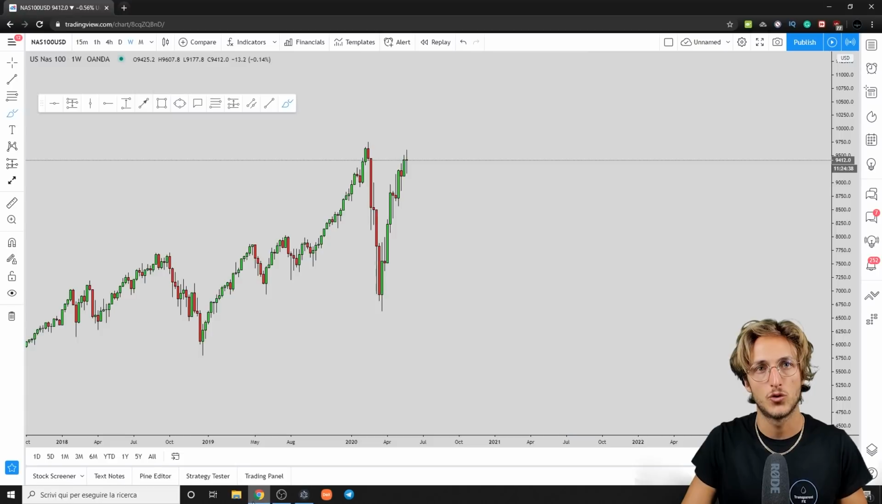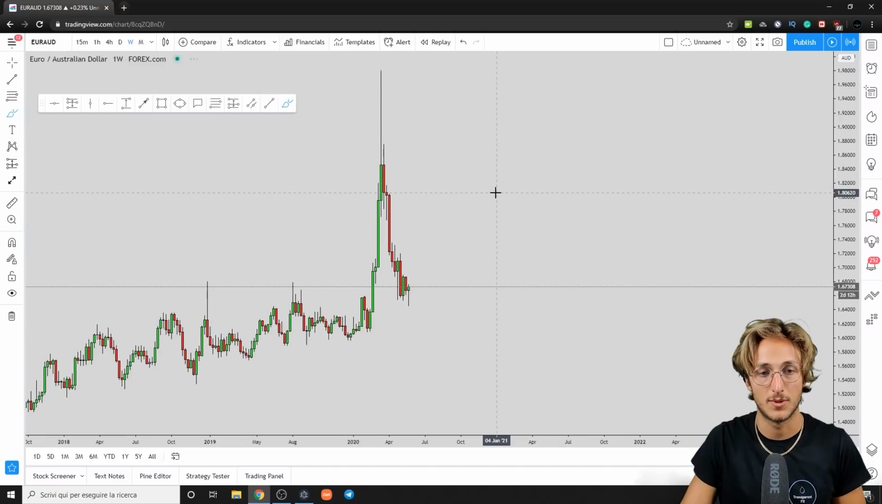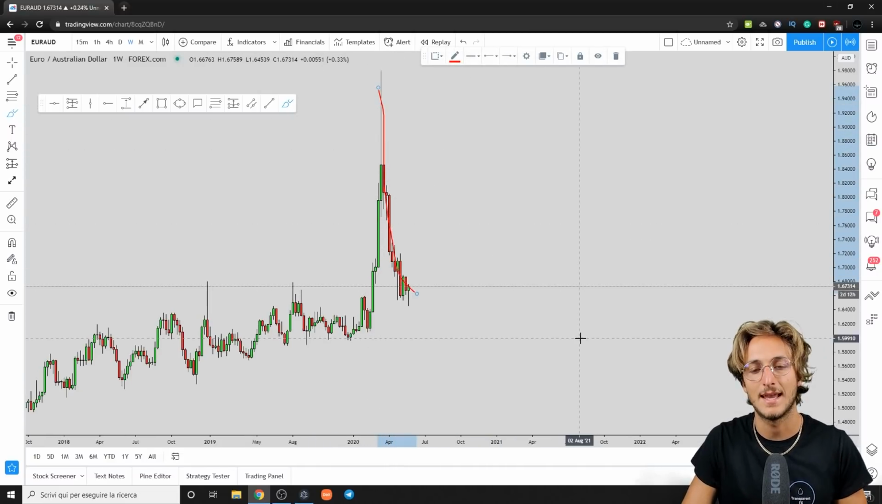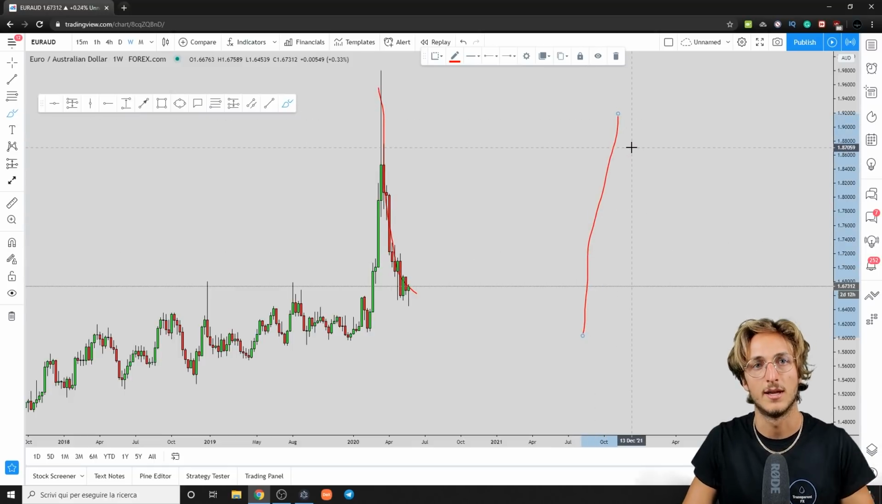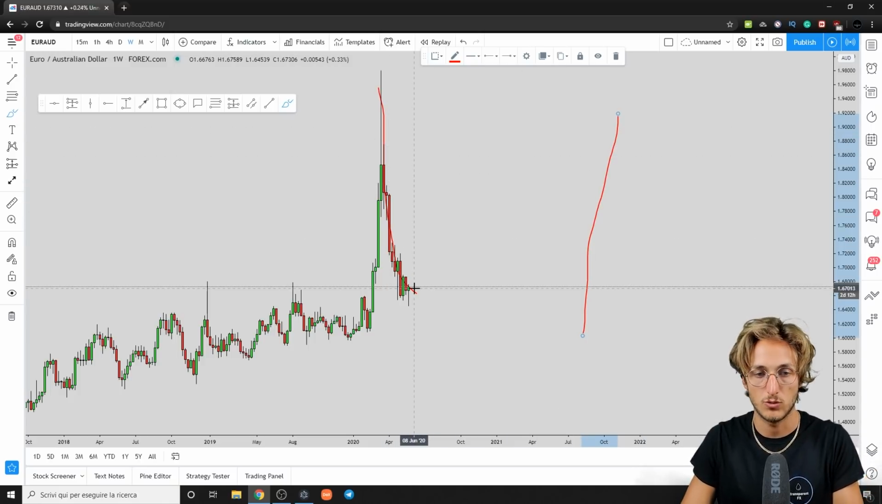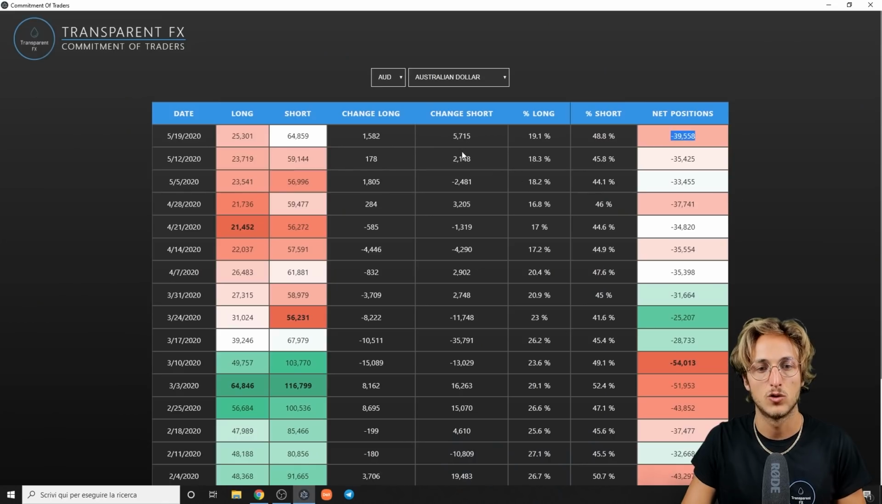Lately on Euro AUD, what we have at the moment is a market that has been moving to the downside, meaning that AUD has been getting stronger. Because if Euro AUD is moving to the downside, it means that AUD is getting stronger. And if during a move to the upside, hedge funds start to open more shorts, so 5.7k shorts with the last report and 2.1k shorts with the previous report.